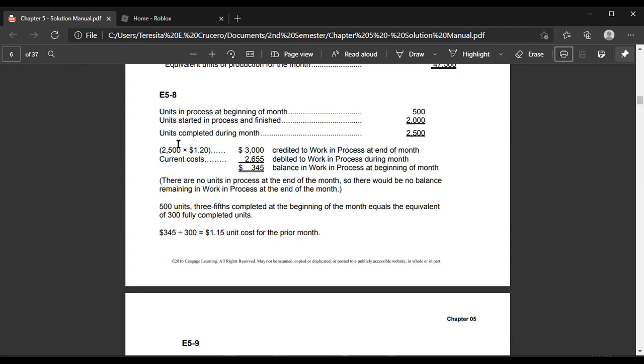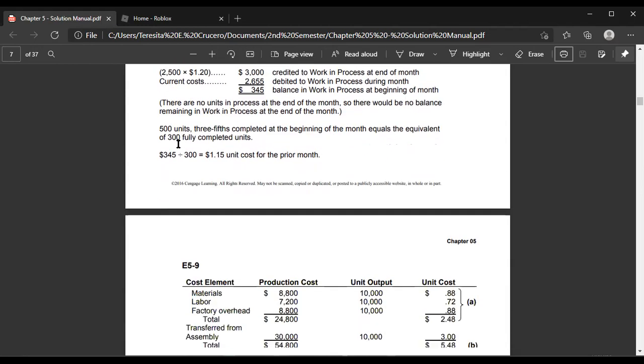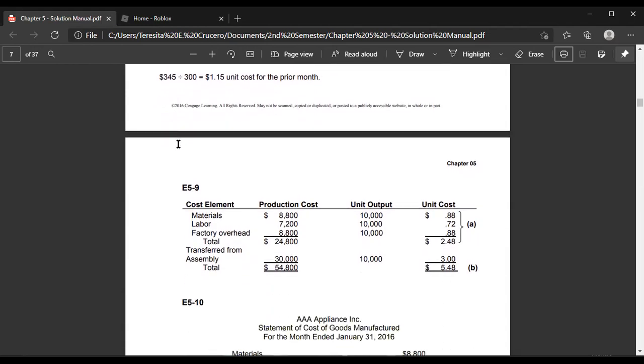Considering that you have this 345 applicable to the beginning inventory, and the equivalent production of the beginning inventory is equal to 300, you get the unit cost for the prior month equal to 1.15. Next, we go to E59, computing unit cost for department and for completed units.